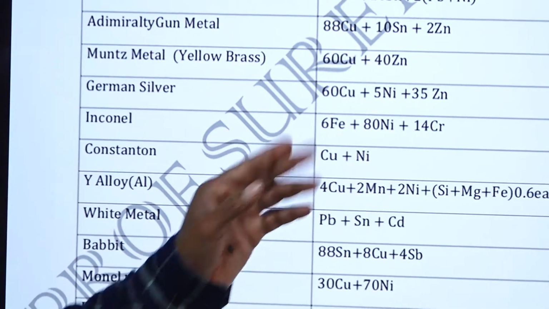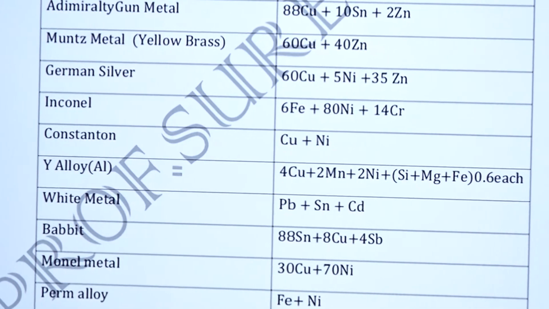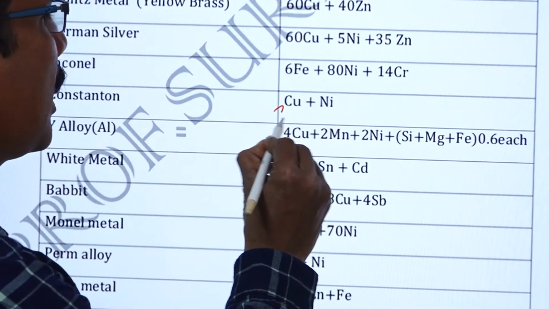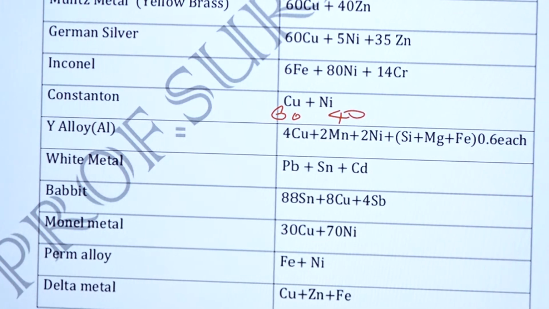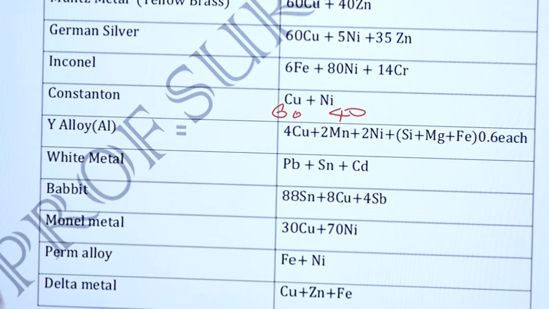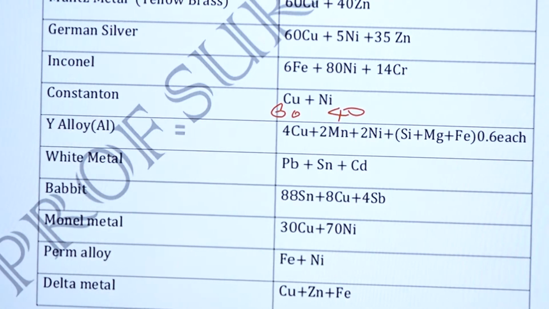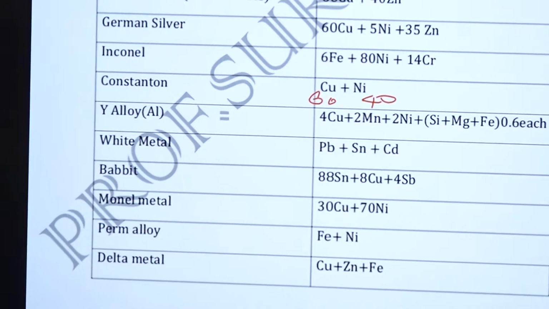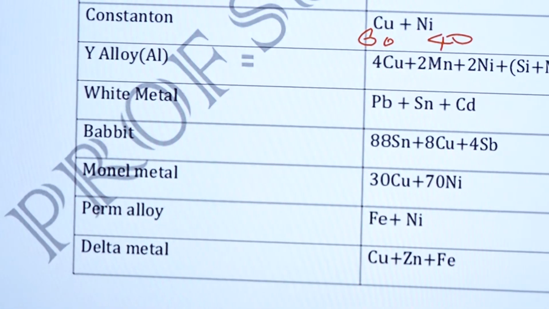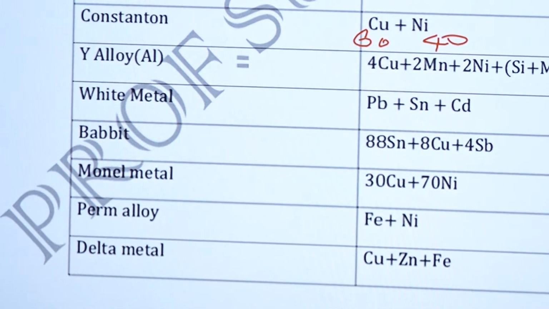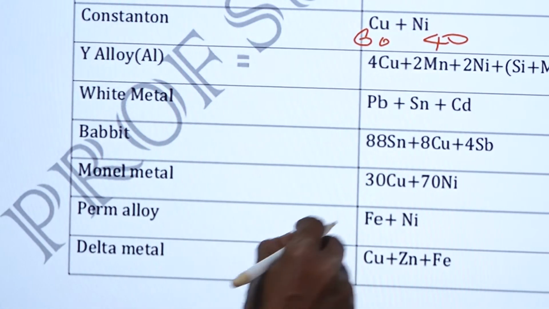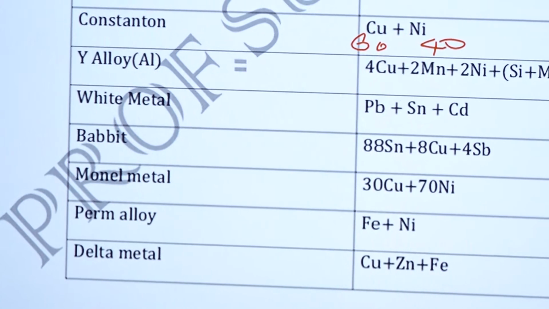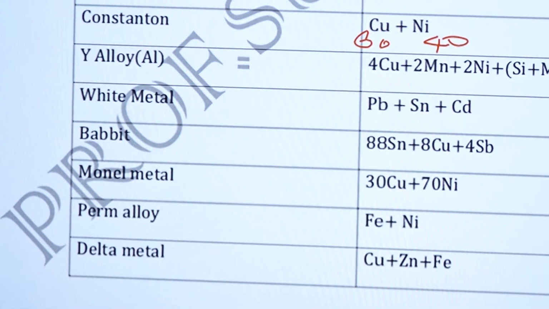Inconel consists of 6% of iron, 80% of nickel and 14% of chromium. And Constantan is the copper nickel alloy, it is 60% of copper and 40% of nickel. And Y alloy consists of 4% of copper, 2% of manganese and 2% of nickel, and silicon, manganese and iron are 0.6% and remaining is aluminum. White metal, lead, tin, cadmium. Babbitt, tin, copper, antimony. Monel metal, it is also copper and nickel where copper is lesser percentage. And Permalloy is an iron and nickel alloy. Delta metal, copper, zinc and iron.